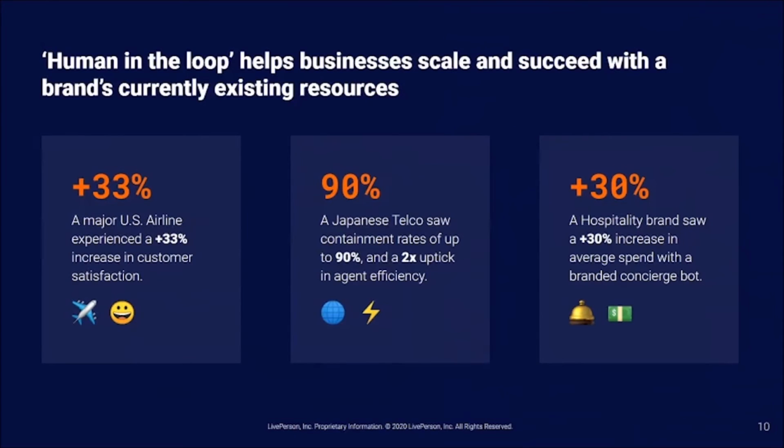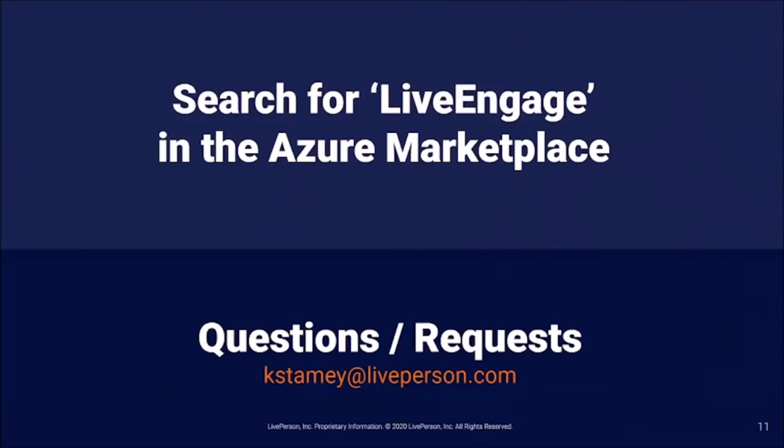Ultimately, Human in the Loop helps businesses scale and succeed with a brand's currently existing resources. As mentioned, deploying a bot with a connection to human agent helps build those effortless, natural, personalized conversations. As highlighted by some of the examples you see below, whether it be increase in CSAT with an airline, whether it be increase in efficiency with a Japanese telco, or increase in spend within a hospitality brand. Next, we'd like to show you a demo.